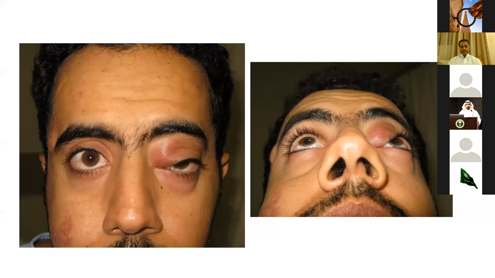I'm seeing an external photo of an adult male with dystopia of the left eye, erythema, and lid swelling mainly over the upper eyelid with mild lid swelling of the lower eyelid. So in the history, I'll ask about the progression. Is it increasing in size aggressively, or is it mildly increasing in size? Slowly increasing. Is it worsening with upper respiratory tract infection? Is it worsening with Valsalva? No.